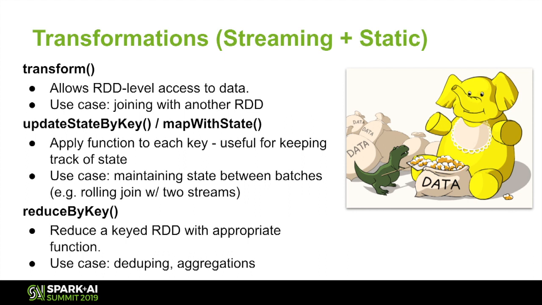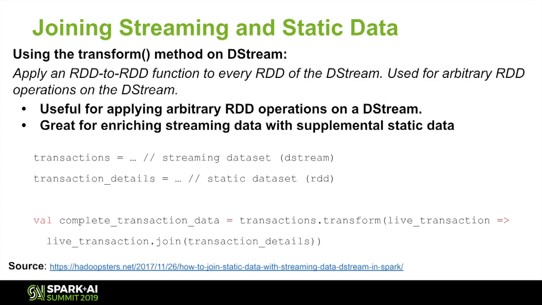And then reduce by key, which we use for a variety of reasons. Deduping is one of them within a batch. So if you have a key that's coming in, you can use reduce by key to dedupe those into a single record. Alternatively, you can do any other type of aggregation with it that you might want to do.